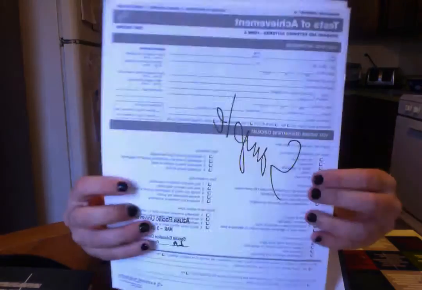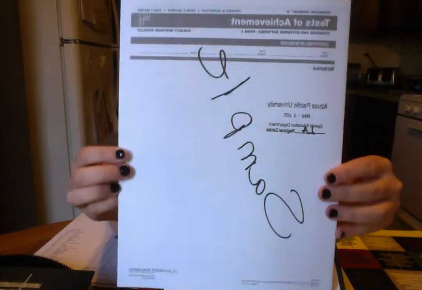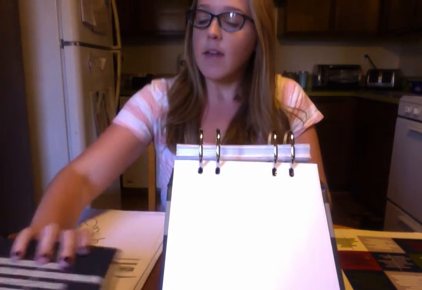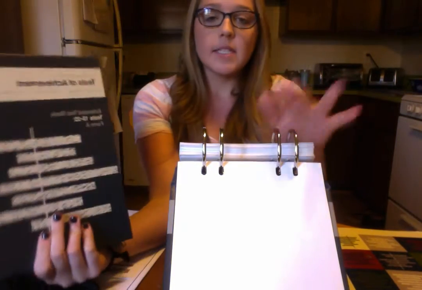Here we have some test booklets. As I said earlier, these are Form A. So that's one. And this is the other one that was in the test kit. This is one of my easels, and this is the other one. This is the extended battery, and this is the standard.